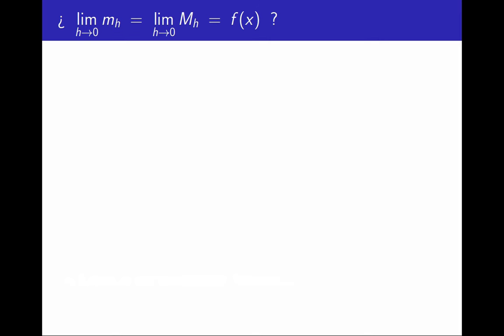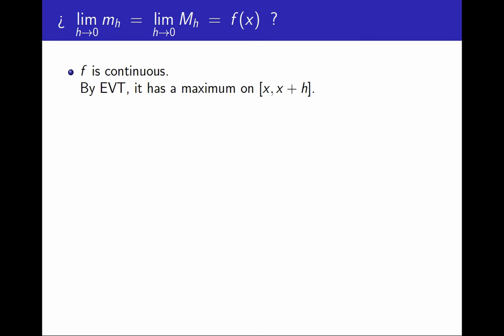And here is why. First, notice that f is continuous. So by the extreme value theorem, it has a maximum and a minimum on this interval. So we're not talking about suprema and infima. We're talking about maximum and minimum only. So since it has a maximum, I can say that big M sub h is just the maximum, not the supremum. And therefore, big M sub h is f of something. I'm calling it something c sub h because it's going to depend on h. As I change h, the point where the maximum is reached changes.